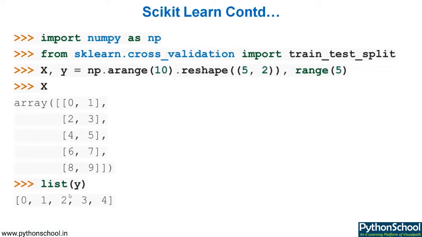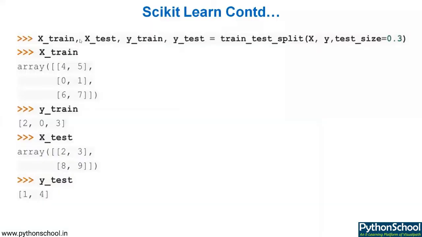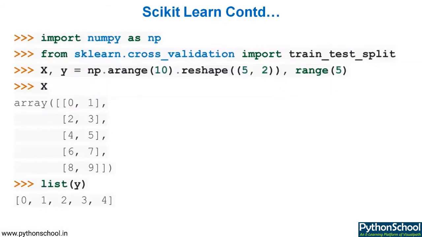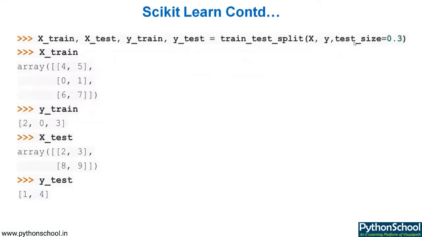So x gets this two-dimensional array and y gets this one-dimensional array, a range of 10, which is split into two arrays. Then here I create 4 variables: x_train, x_test, y_train, y_test. So train is going to be the training data set, and test is going to be the test data set. I call the function train_test_split with the x, y arrays which we set in our previous slide, this one. And then I pass a test size of 0.3. So remember here that x are the features and y are the labels for those features.